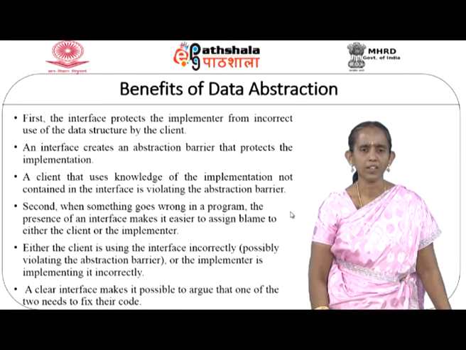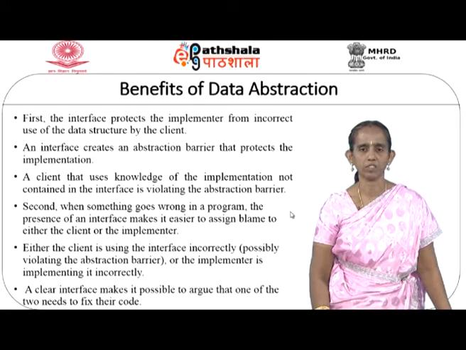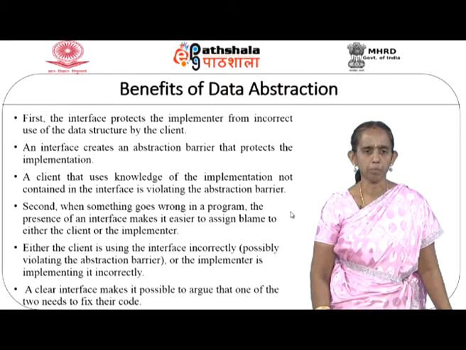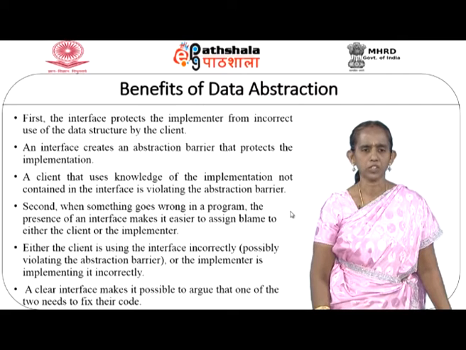That is, first, the interface protects the implementer from incorrect use of the data structure by the client. An interface also creates an abstraction barrier that protects the implementation. A client that uses the knowledge of the implementation not contained in the interface is violating the abstraction barrier.